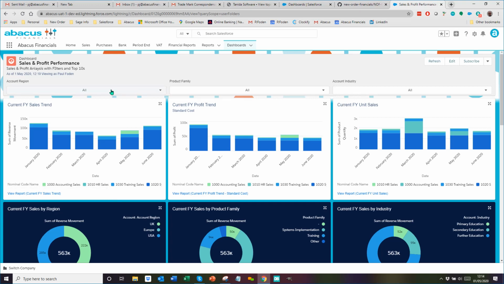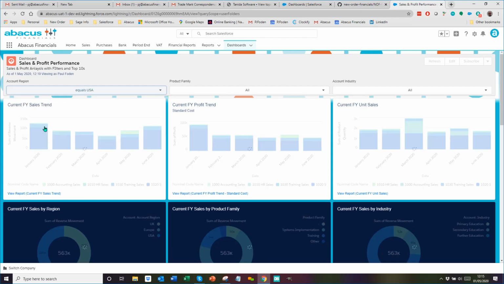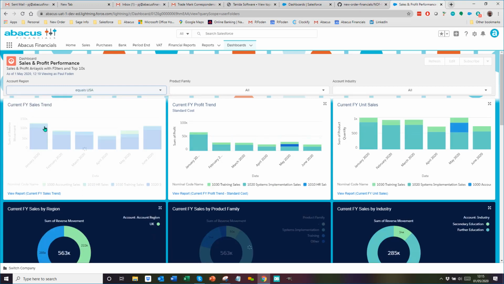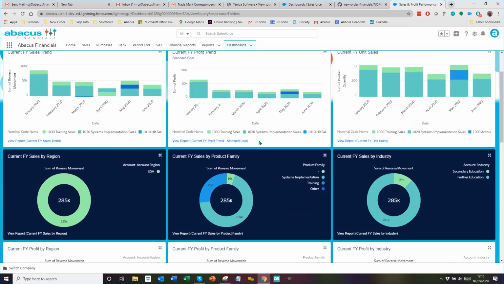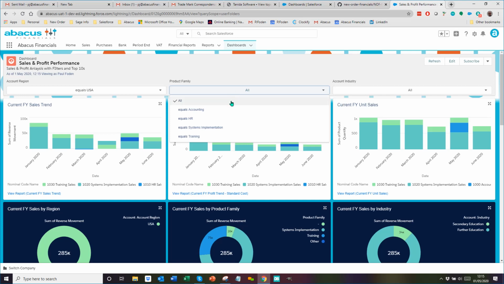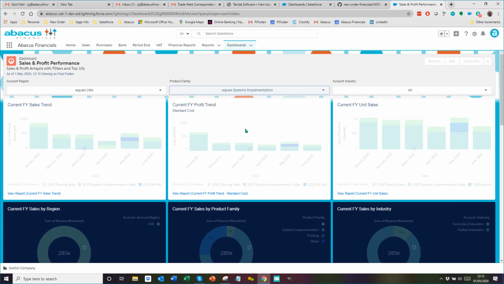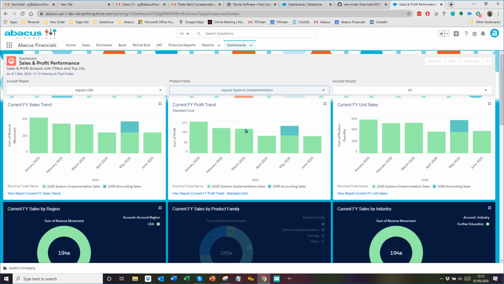So let's say we're interested in America. We'll filter the data. So now we're just looking at American sales. And you can see that from the region here. And furthermore, let's look into the biggest sector, which is the systems implementation. And you can combine these filters in any way you like. So it really gives you a lot of detail about what's going on.